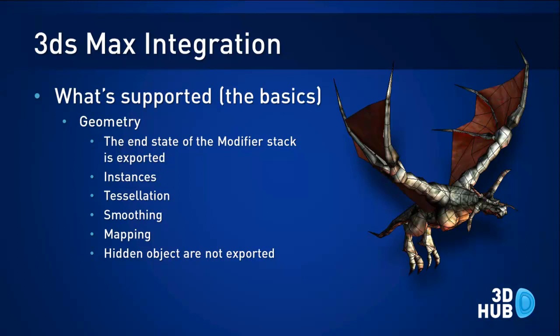They're not exported. So if you are working on a large scene and you've got various different assets and you just want to try exporting a small amount of it, if you hide some of the assets or put them on a layer and turn that layer off, they won't be exported. It'll only be the visible objects that are exported in the FXML plugin.